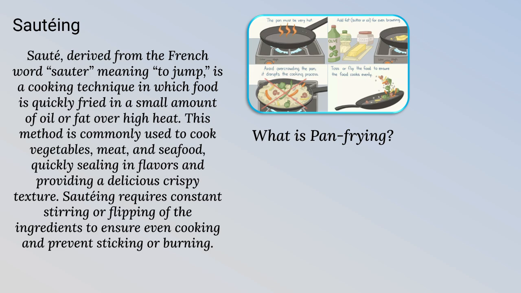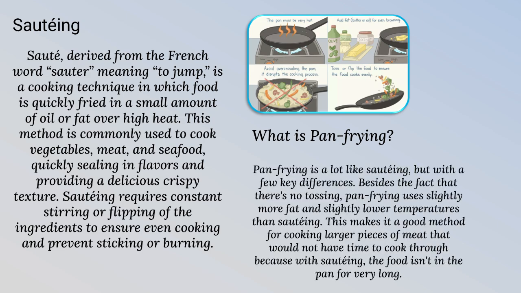Already I have discussed shallow fat frying and this is pan fry. What is that? Pan frying is a lot like sauteing but with a few key differences. Besides the fact that there is no tossing, pan frying uses slightly more fat and a slightly lower temperature than sauteing. So sauteing, what do we need? We need less amount of oil, good amount of heat, and only tossing the limited quantity of food.